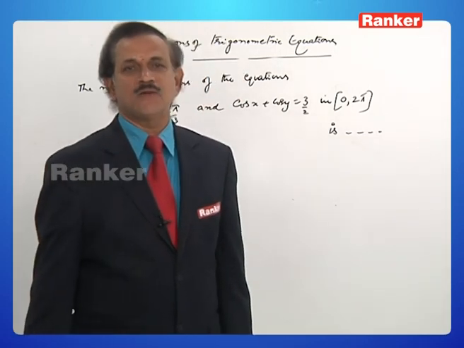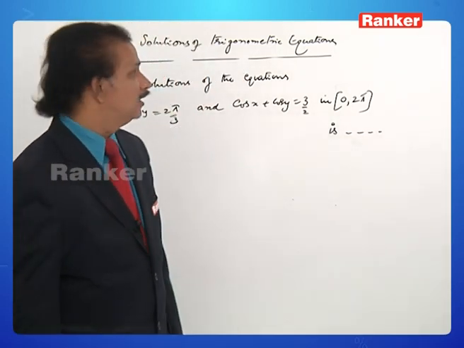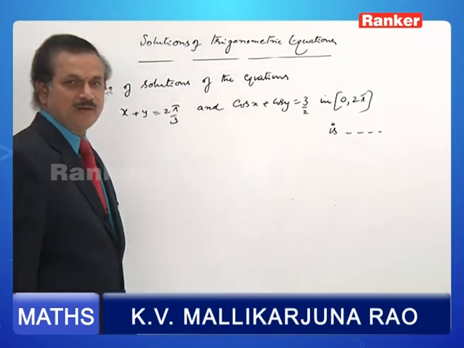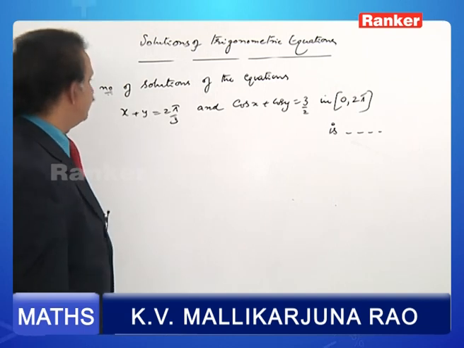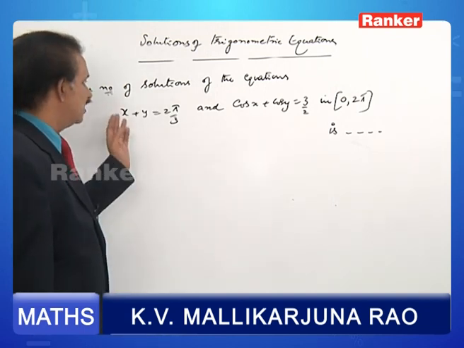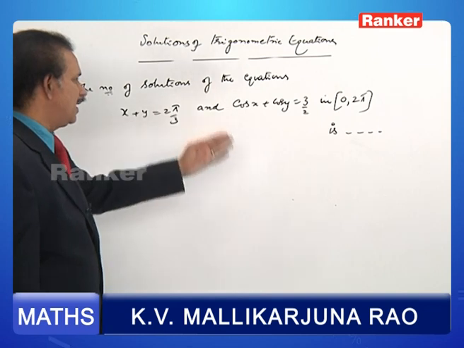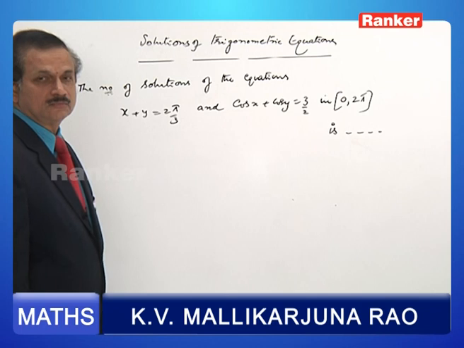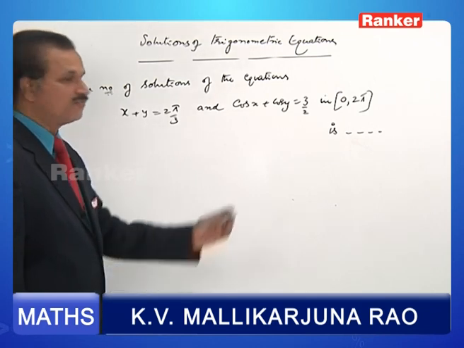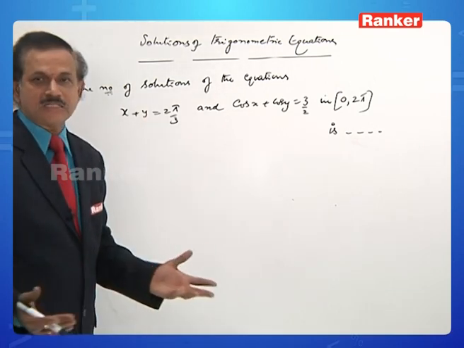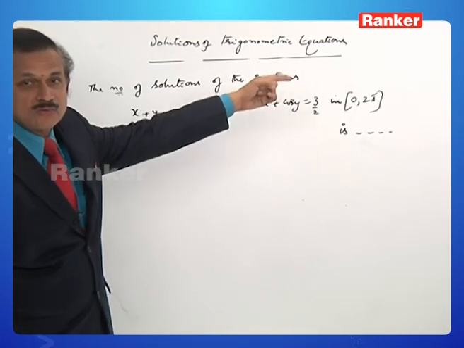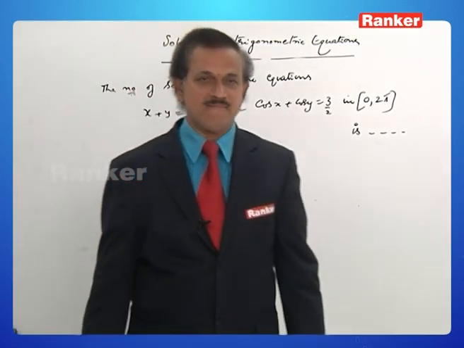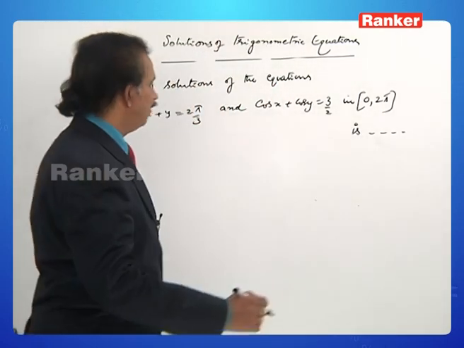In this session, we shall go through some more special problems in general solutions of trigonometric equations. Consider the problem which is available directly on the board. The number of solutions of the equations: one equation is x plus y is equal to 2 pi by 3 and cos x plus cos y is equal to 3 by 2. The solutions which satisfy both these equations. How many such solutions will exist? Of course, in the closed interval 0 to 2 pi, we need to have. Let us try to solve.